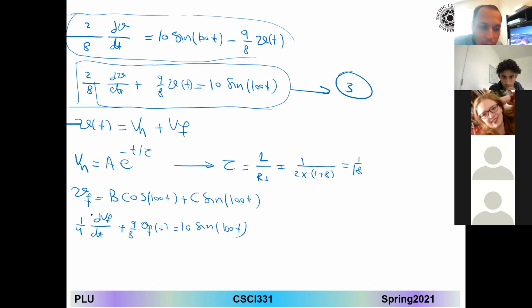So what am I going to do? I have to go to the Vf, find the first derivative, plus 9/8 times my original signal. Okay, I think I did it here. I did it. Let me see part of it.